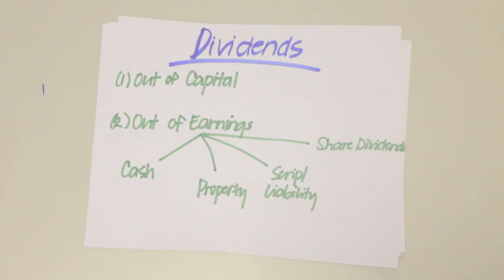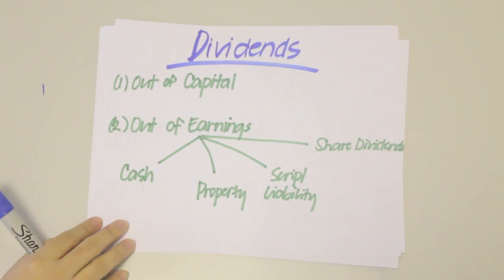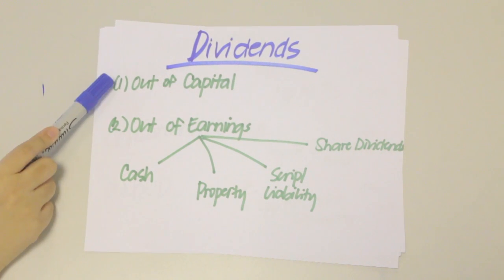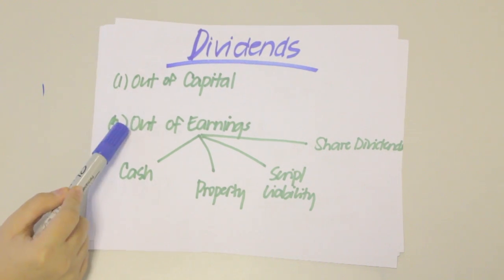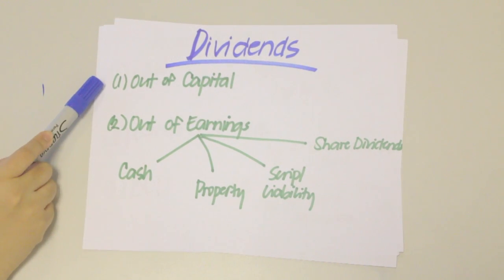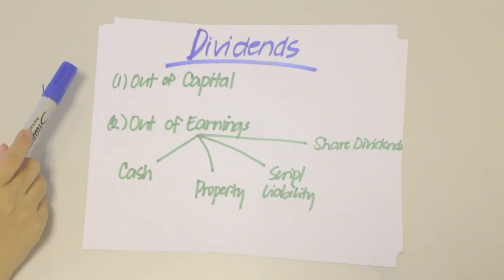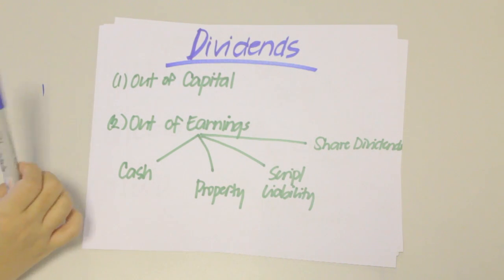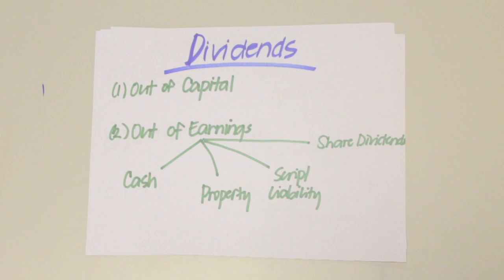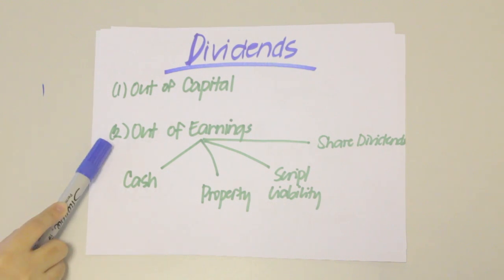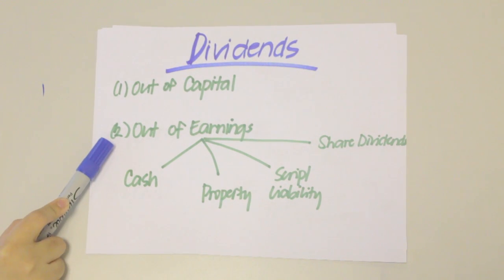Unissued shares, subscribed no-par shares, and treasury shares do not receive dividends. Subscribed par value shares are entitled to dividends. So dividends can be paid either out of capital or out of earnings. Out of capital is the return of capital or investments, such as in the case of liquidating dividends. The more common type of dividends would be those out of earnings or returns on capital.